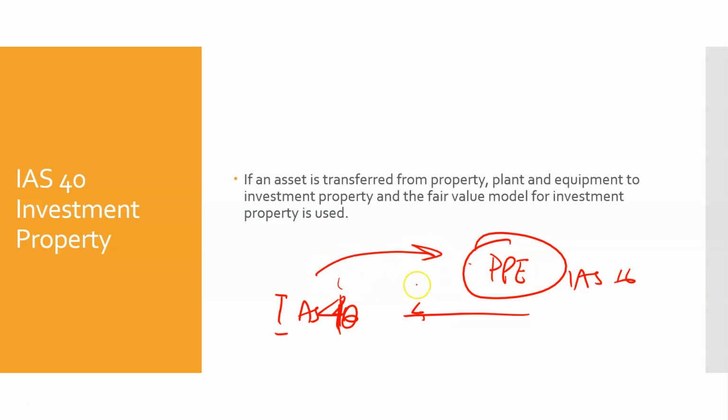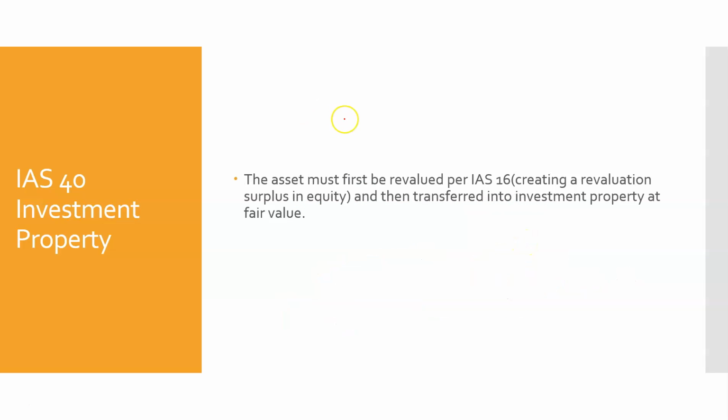But what we have to do is adopt the new standard based on what we're dealing with. So if an asset is transferred from property, plant and equipment to investment property, and the fair value model for investment property is used, you can imagine what's going on here. The asset must first be revalued as per IAS 16, which means we create a revaluation surplus, right? Kind of like what we've been talking about.